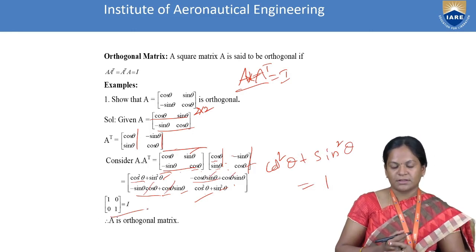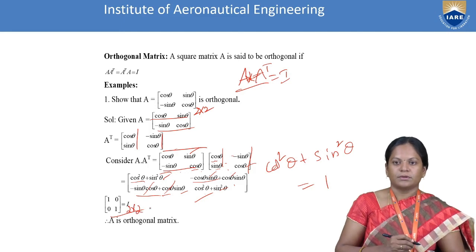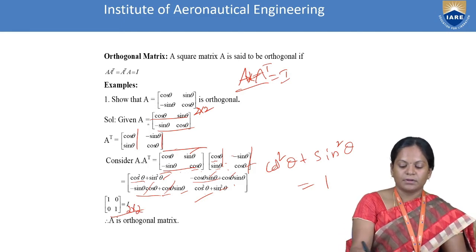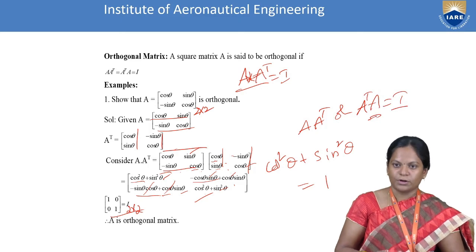1 0 0 1 is nothing but the second order unit matrix, or simply we call it the identity matrix capital I. Here I is of order 2 by 2. So if A into A transpose, or A transpose into A, is equal to I, then A is said to be an orthogonal matrix.